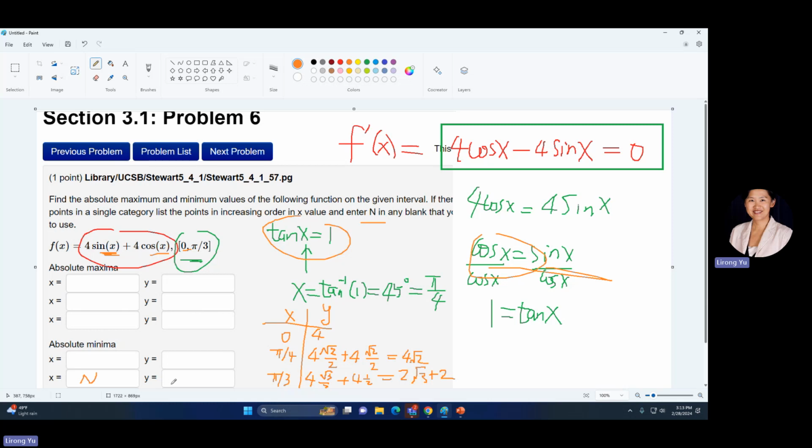It's n for all these, except we do have a max and a min. The maximum happened at pi over 4. The minimum happened at 0. And 4 is definitely smaller. So the maximum would be the 4 root 2. The minimum would be the 4. So that's really all of it.